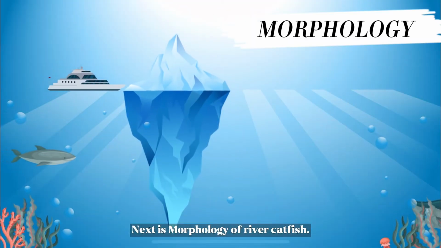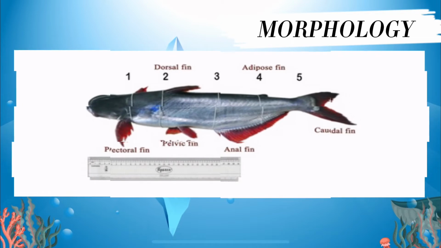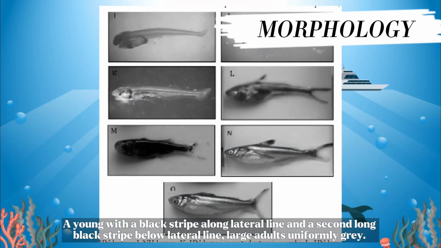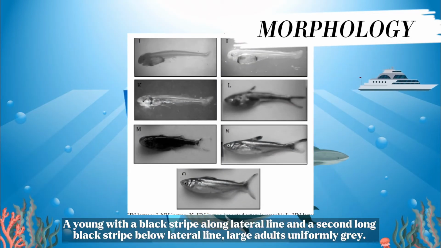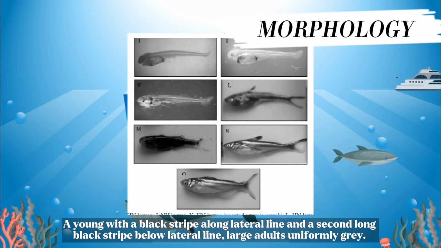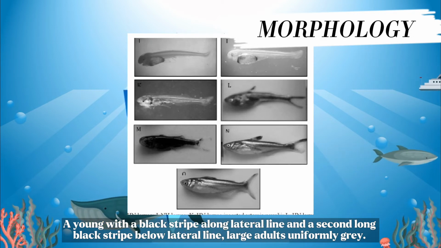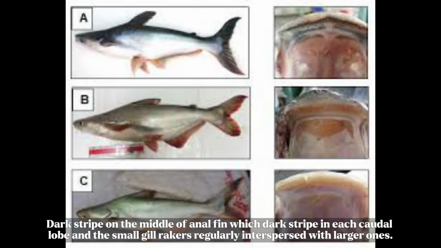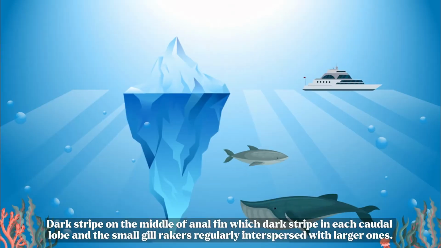Next is the morphology of the river catfish. The fins are dark gray or black and have 6 branched dorsal fin rays, while the gill rakers are normally developed. A young fish has a black stripe along the lateral line and a second long black stripe below the lateral line, while large adults are uniformly gray. There is a dark stripe on the middle of the anal fin and a dark stripe in each caudal lobe, and the small gill rakers are regularly interspersed with larger ones.